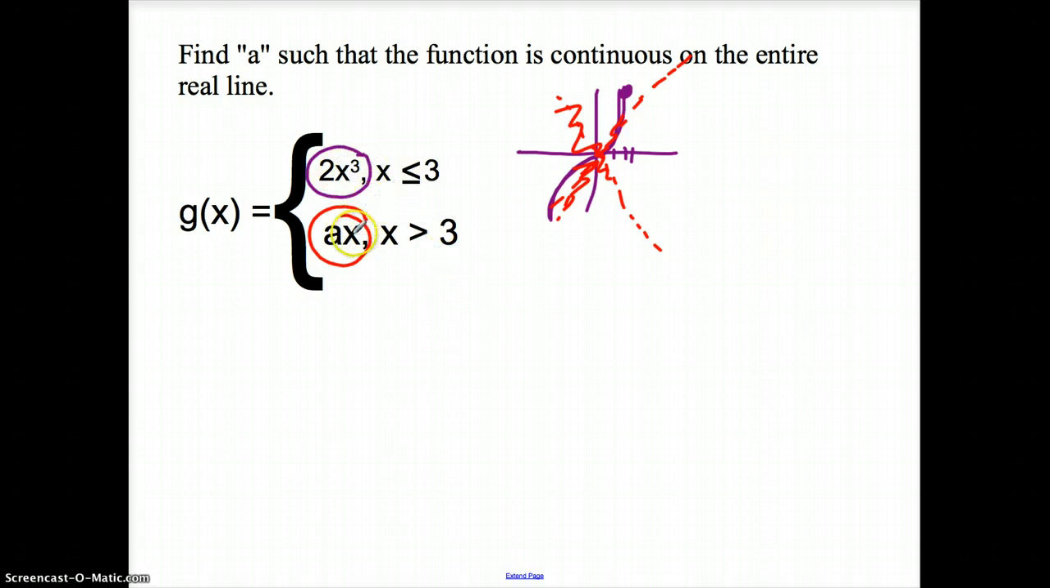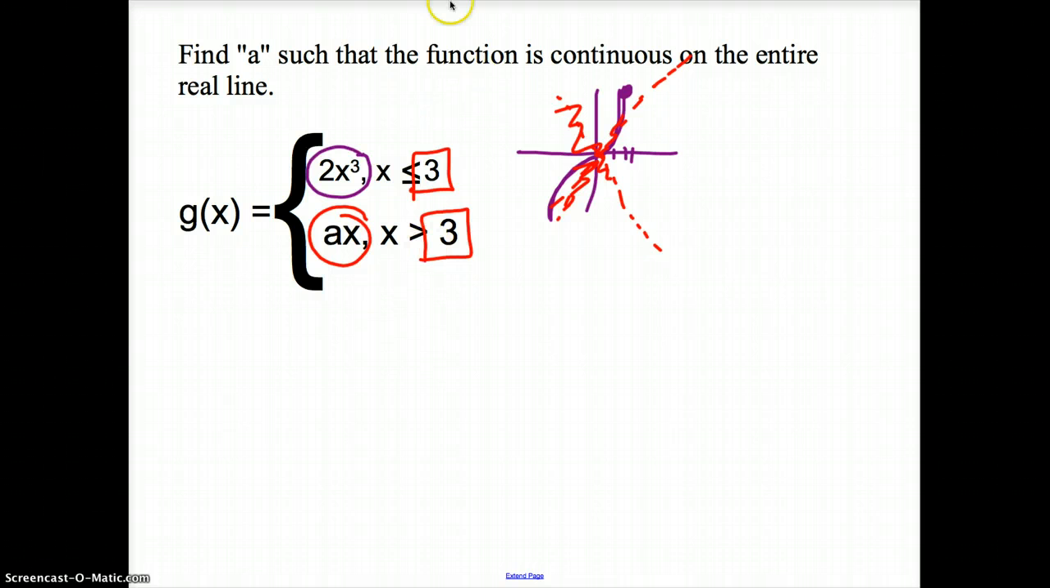Neither one of these has a hole in it. It can't have any vertical asymptotes. Neither one of these has a vertical asymptote. And it also can't have any jumps. The only way that these would have a jump is at x equals 3, because that's where the two parts are either going to match up or they're not. So we want to force them to match up.